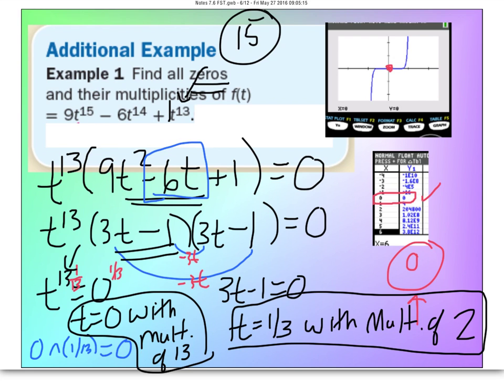So therefore, I have just accounted for all 15 zeros. 0 happened 13 times, 1/3 happened 2 times. By the way, the 1/3 on the graph was very hard for me to see, so I couldn't rely on that to get all of them.